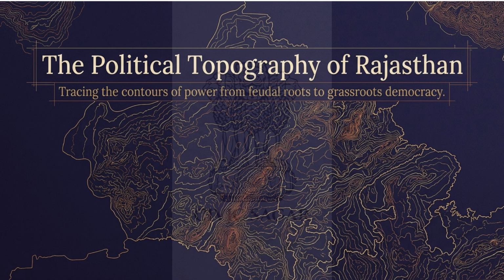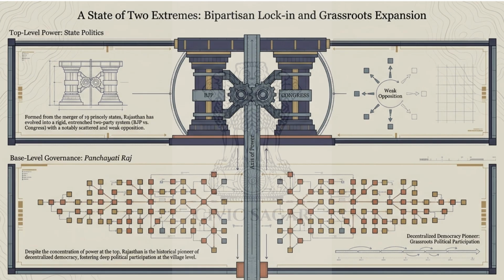Welcome. Today, we map out the unique political contours of Rajasthan, a state where historical feudal roots meet vibrant modern democratic governance. From high-stakes assembly battles in Jaipur to democratic self-governance in remote desert villages, this is the story of Rajasthan's political journey.